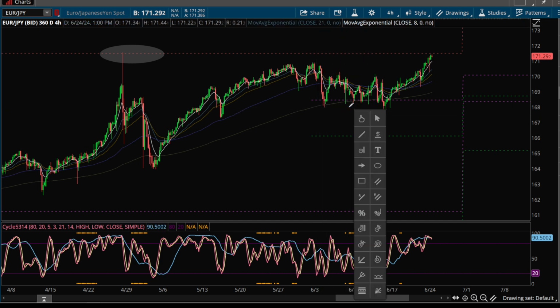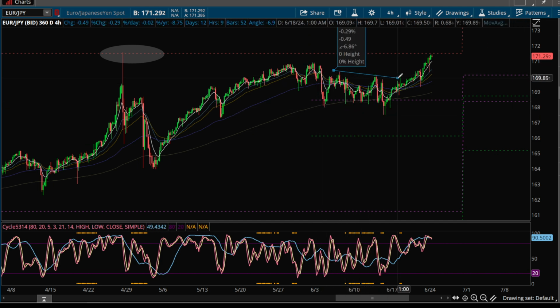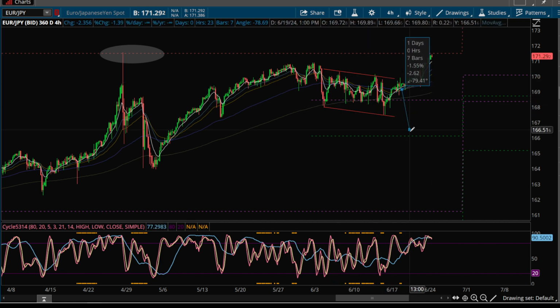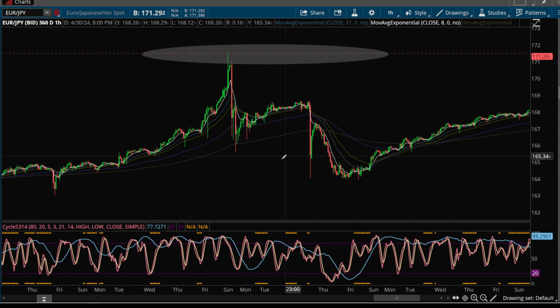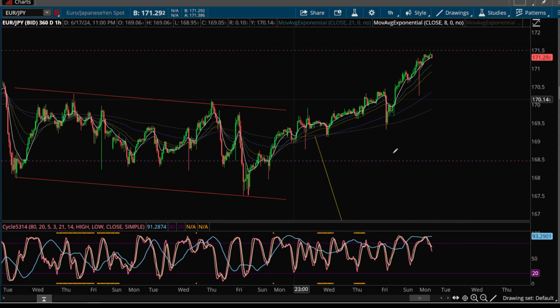Took a shot on this. If it wants to work, there we go. So I was looking for this. Again, I got stopped out right here, and I'm simply waiting for a lower time frame setup now. All right, so we don't have one yet. We don't have divergence. I'm waiting for an 8.